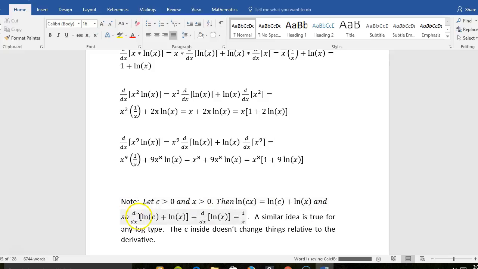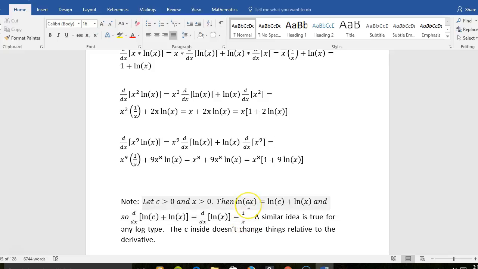And so the derivative of the natural, but wait, the natural log of C is just a constant. So the derivative of the natural log of C plus the natural log of x, that's just the derivative of the natural log of x, because this is just a dummy constant. It's just going to get killed in the derivative. So that's just the derivative of the natural log, which is 1 over x. Hence the derivative of ln Cx is just 1 over x. AKA the derivative of the natural log of Cx is just 1 over x.